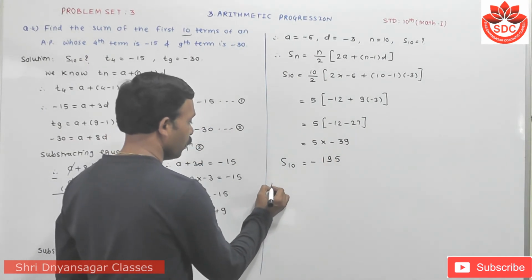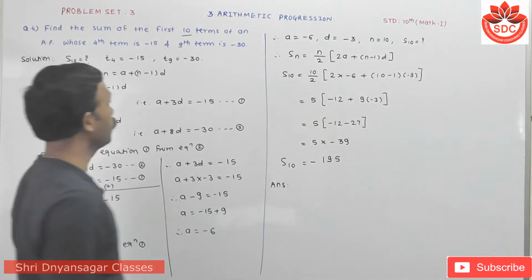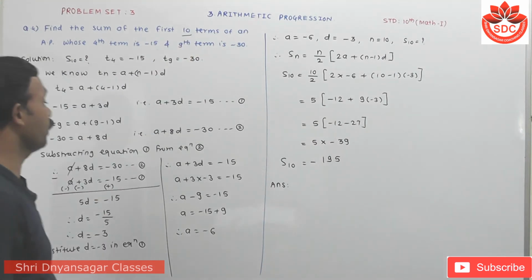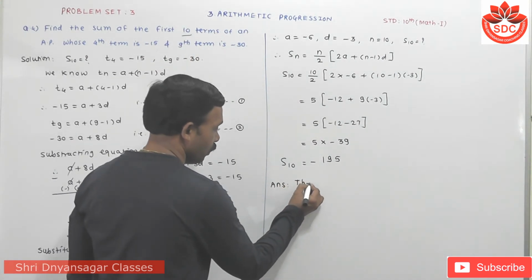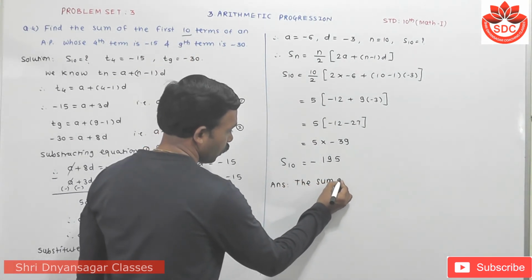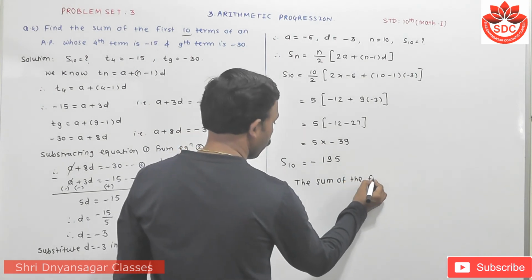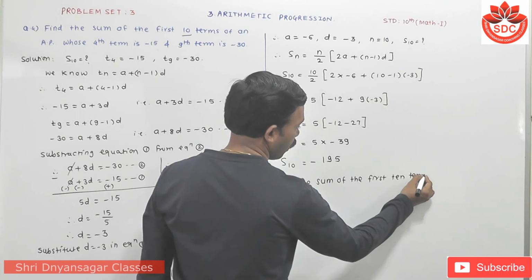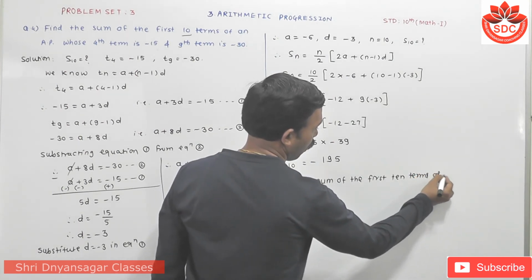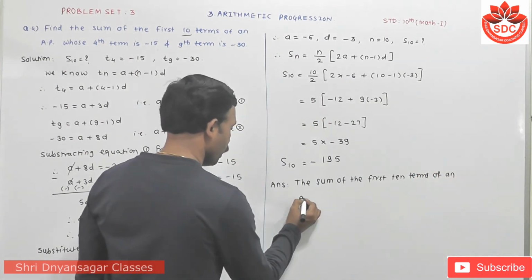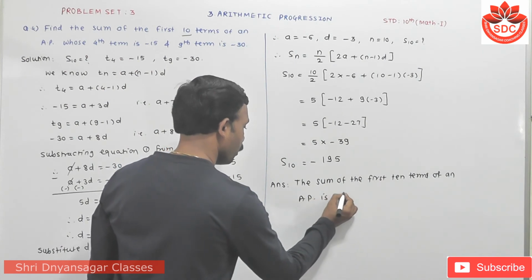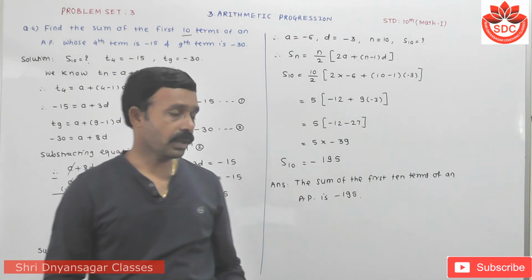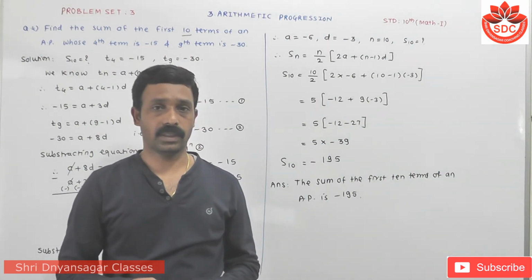Therefore, the answer in full sentence: you have to find the sum of the first 10 terms of an AP. Therefore, the sum of the first 10 terms of an AP is minus 195. Okay, we take the next question.